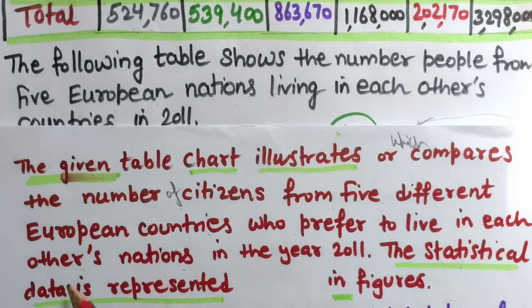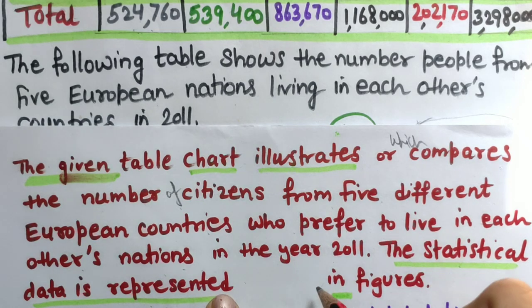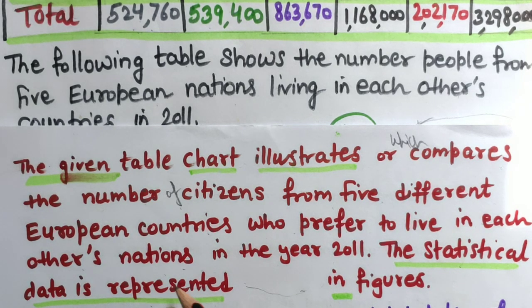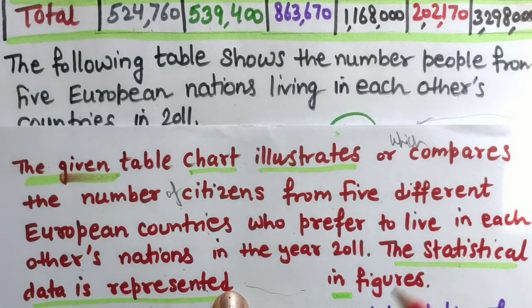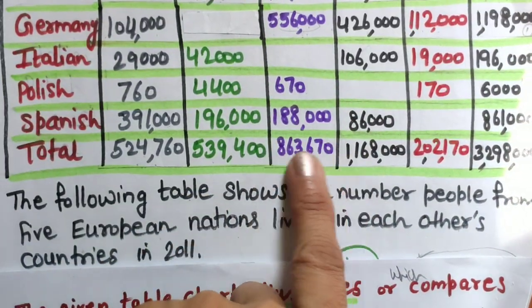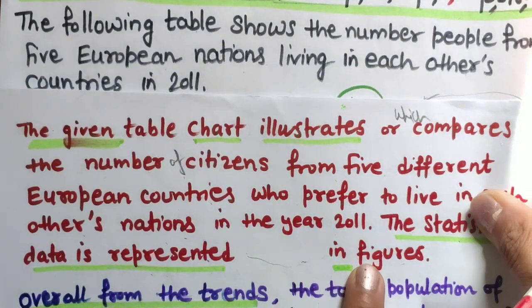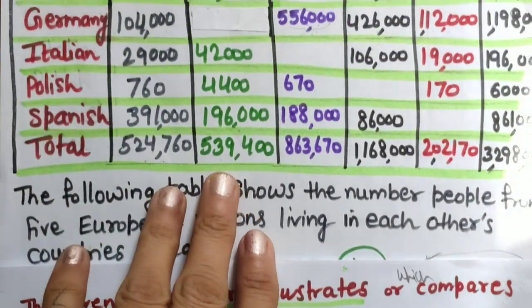The statistical data is represented or calibrated, any word you can use. That's why I have just left it. Is represented in figures. So here no percentage and all was given, only figures they have given. That's why I am using it in figures. Now coming to the overall paragraph.